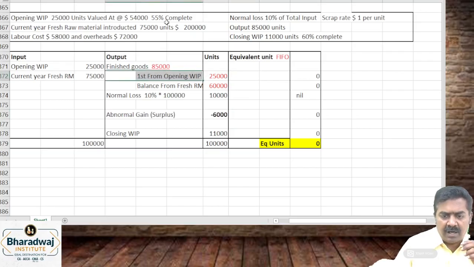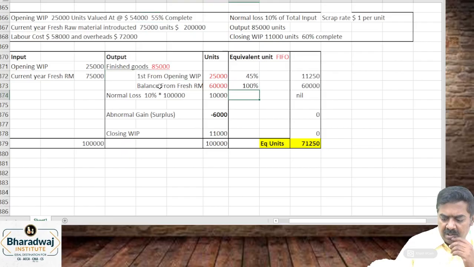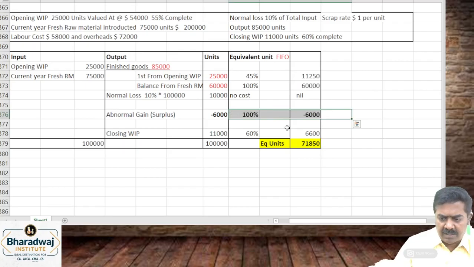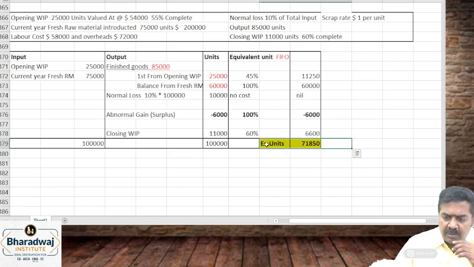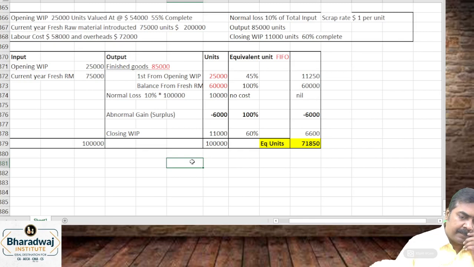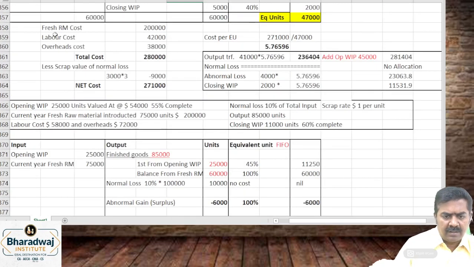Opening WIP already 55% complete means balance 45%. Fresh raw material 100% of the work. Normal loss, no cost allocated. No cost allocation. No equal unit. Abnormal gains are always 100% complete. It will be a minus amount here also. Closing WIP 60% complete. While doing equal unit, be careful. 11,250 plus 60 minus 6,000 plus 6,600, you get what? 71,850. Other things are as usual.